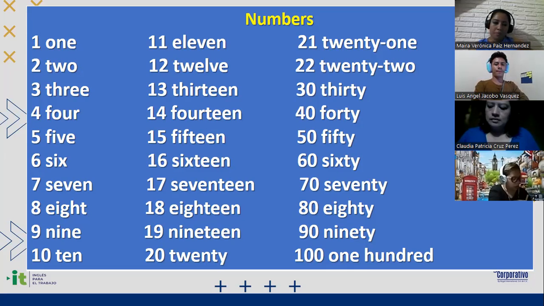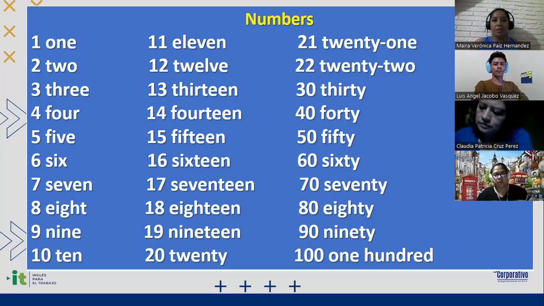Now, Veronica. 11. 12. No, no, okay. 12. With F. 12. 13. 14. Okay. 13. 14. 15. 16. 17. 18. 19. 20. Okay. Very good. Thank you very much. Now let's go to the next.